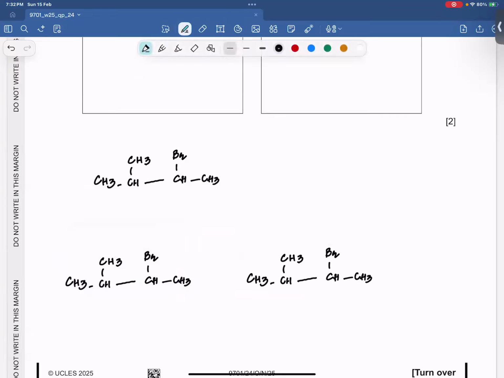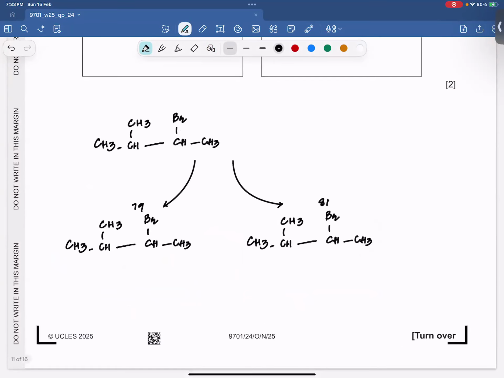we know that bromine has two different isotopes. One is 79 and the other one is 81. So let me get the mass of each. Hold on. 1, 2, 3. 15 times 3 plus 13 plus 13 plus 79, 150. So that is going to be 150. And this is going to be the M plus 2 peak, which is going to be 152.